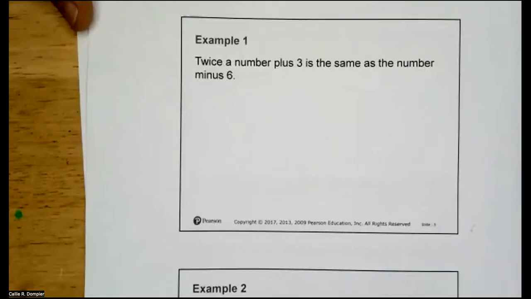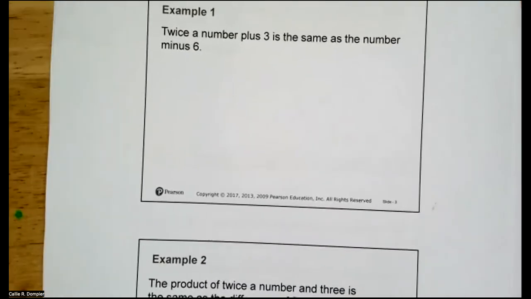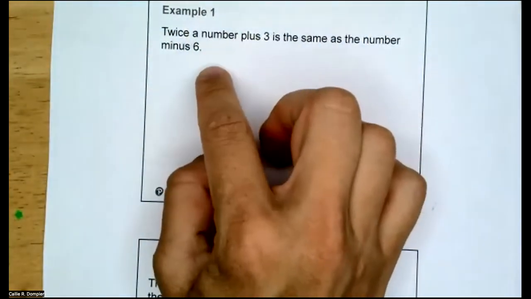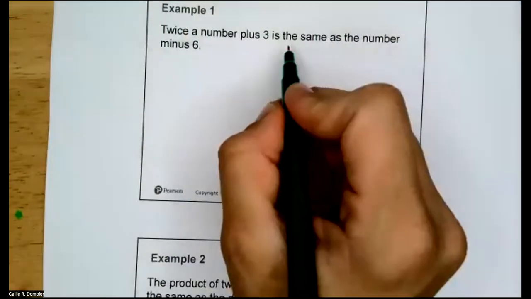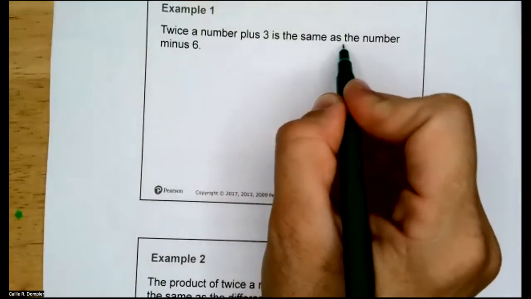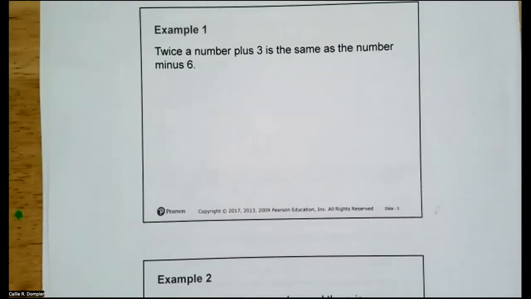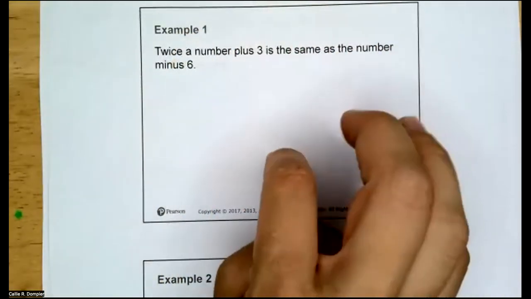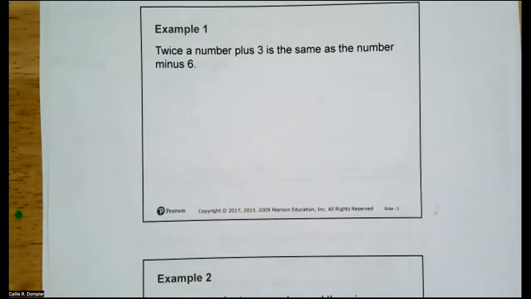We've already done this, but again, I just want to go over it again. So they're asking us to translate a sentence into an equation, because "is the same as" is how you would describe an equal sign. So we're going to take the sentence, translate it into an equation, and then solve the equation. Okay. So let's look at this.